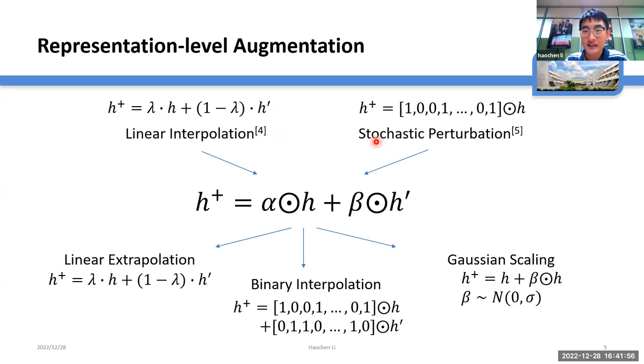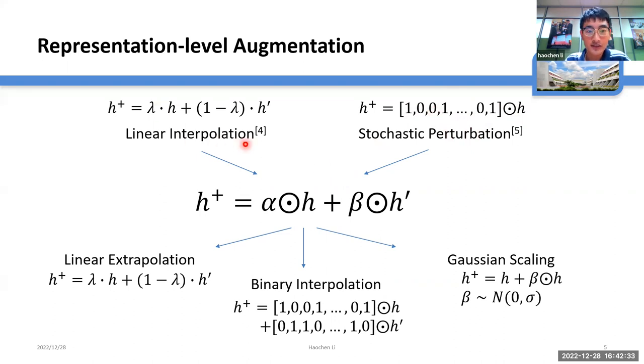And for the stochastic perturbation, we randomly deactivate some features in the original representation. As we can see here, we use a generated mask vector to multiply the original vector. And this mask consists of 0 and 1 that was sampled from a binomial distribution. And for those positions with 0, we consider these features as deactivated features.